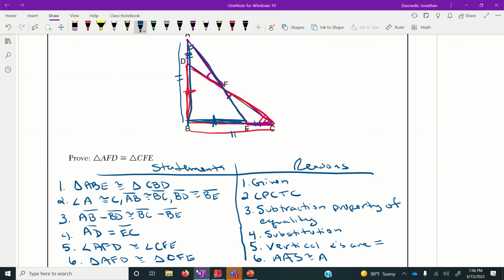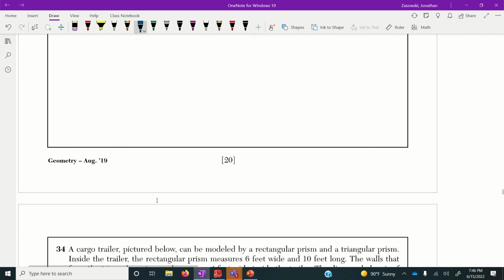Now, as long as you were able to get any one of these things equal, vertical angles equal, that's a point. Okay? All right? If you're able to get 2 to 3 statements, you might be able to get 2 points, and then finishing the whole thing off, you're good to go. All right?